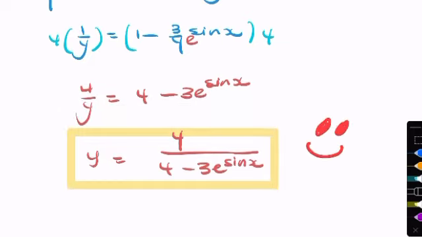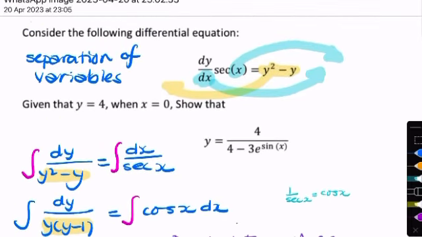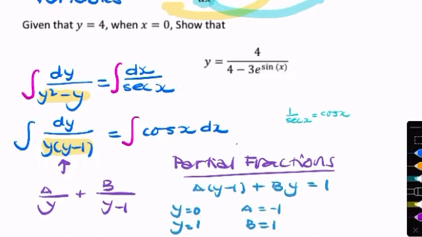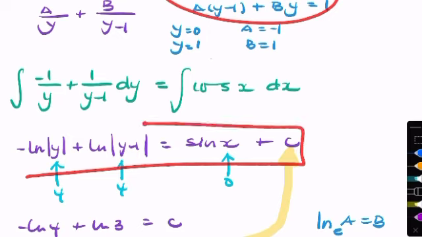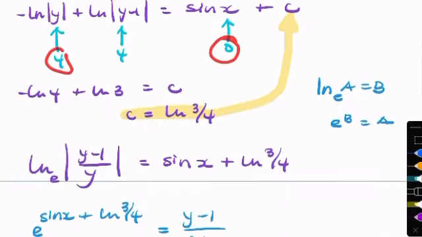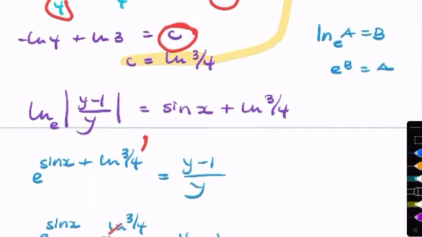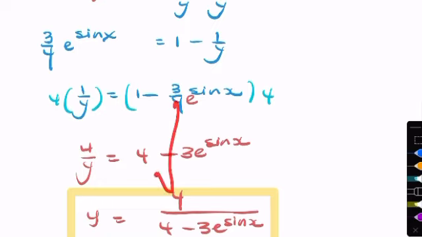So the main thing is you start off with separation of variables. Then before you integrate, get rid of the secant, replace it with a cosine, factorize the denominator, partial fractions. That'll give you your general solution. You substitute your initial values. That'll give you the value of the constant. A little bit of manipulation, and you should be able to arrange the equation into the form they asked for.